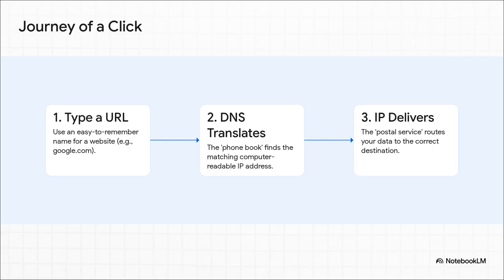First, you type in a familiar website name. Then, this system called DNS acts like a phone book, to look up the site's real number. And finally, a system called IP acts like a mail carrier to deliver your request. Let's dig into each of those.